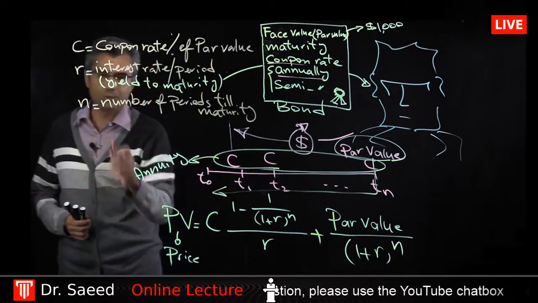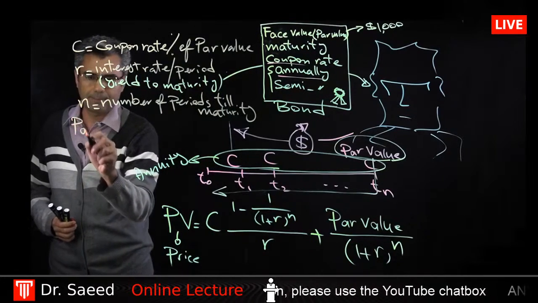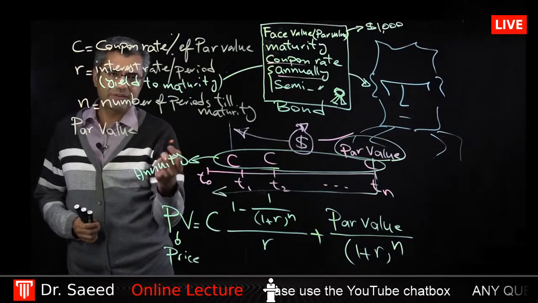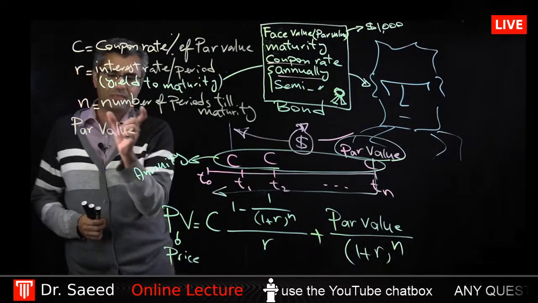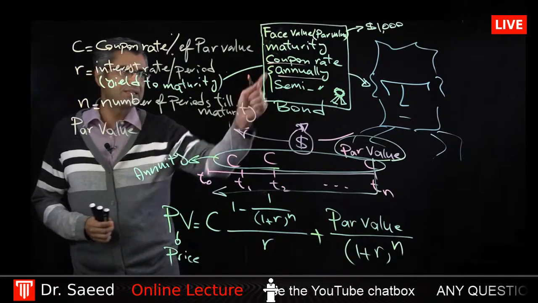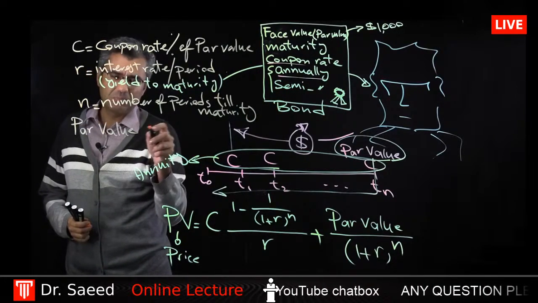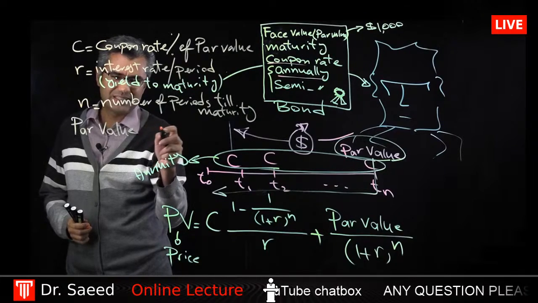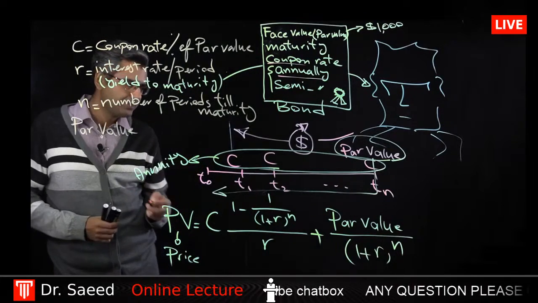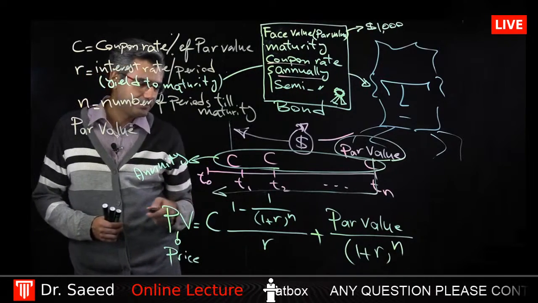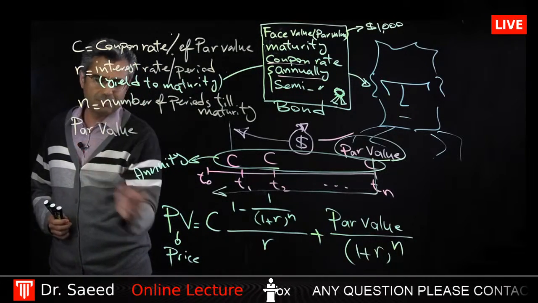Then we have par value. Par value, or face value, is a fixed value that is mentioned on the bond instrument. And in most cases, as I said, it is usually $1,000. So if I didn't give you this in the exam, you need to assume it's $1,000. And PV, of course, is the price.